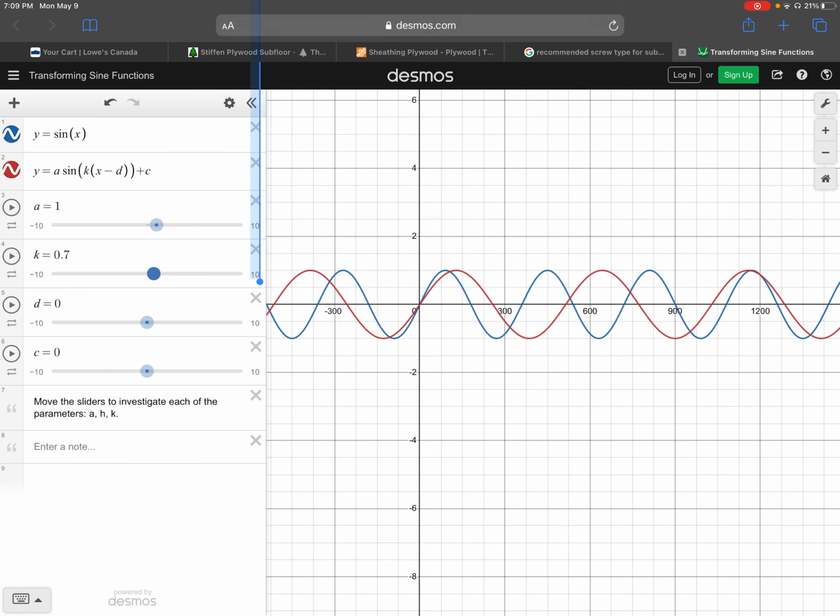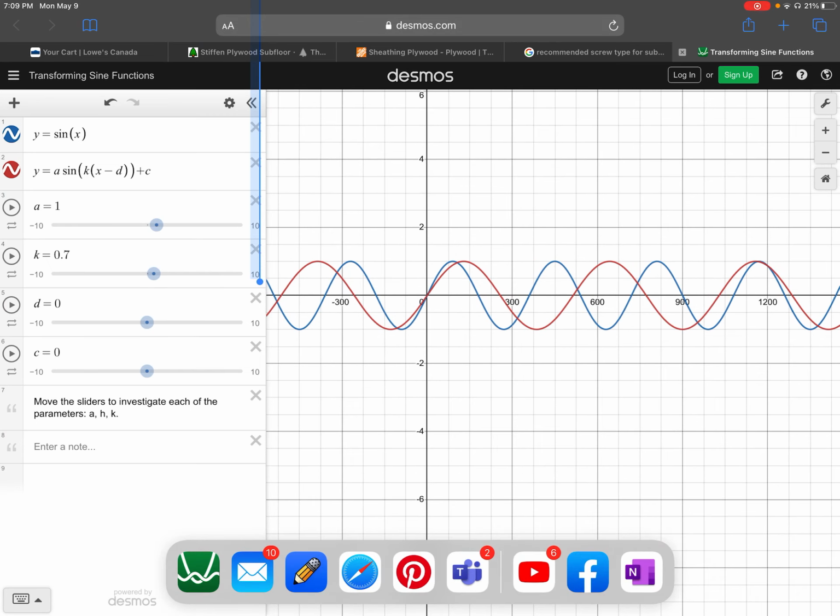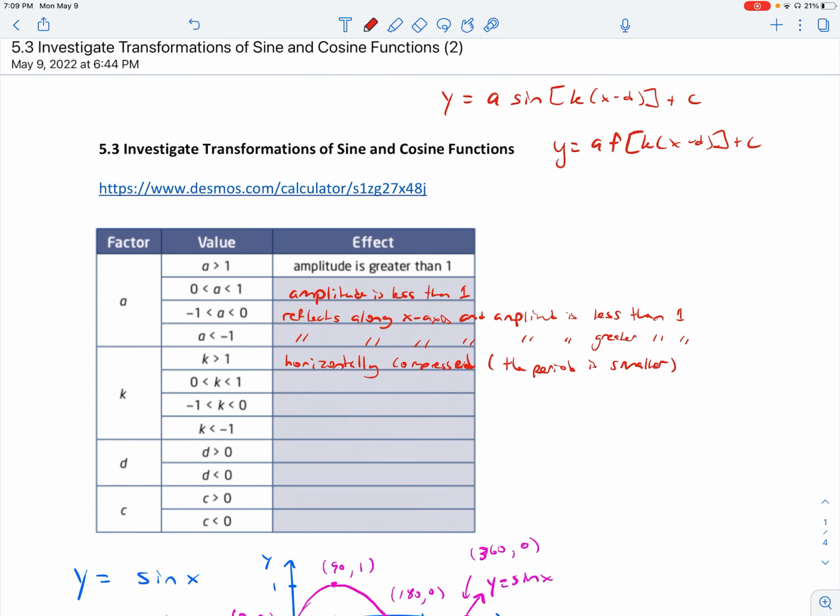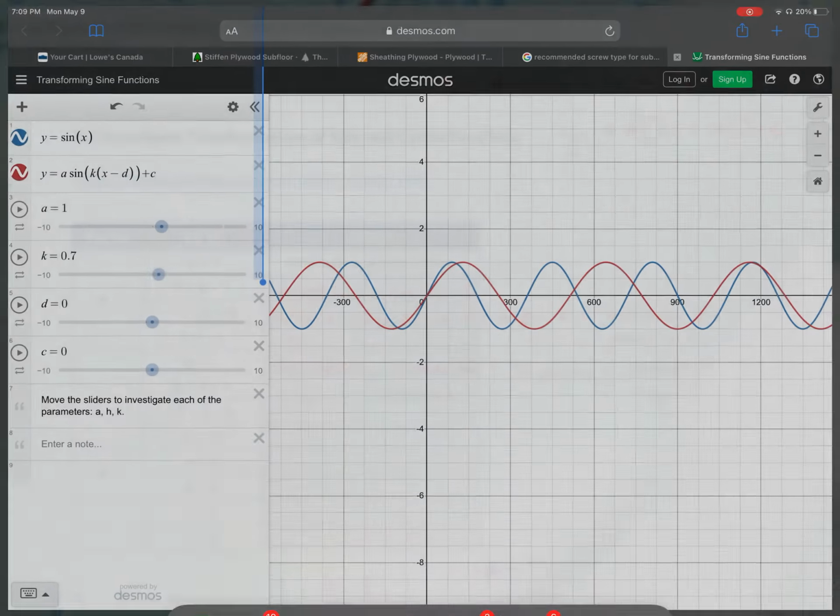So at 0.7, notice the red graph is getting longer. It's being horizontally stretched. Period is getting longer. So we can say horizontally stretched. The period is larger than the base graph. Now let's do from 0 to -1.